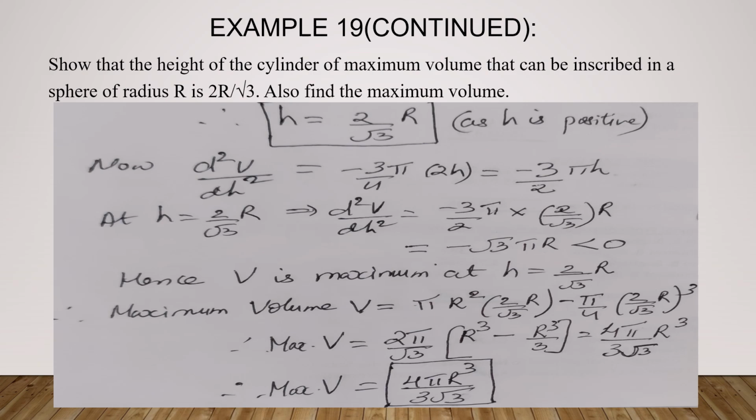Now at h is equal to 2 upon root 3 R, we use the second derivative test. The second derivative is minus 3 upon 4 pi into 2h. So obviously at h is equal to 2 upon root 3 R, it is less than 0, correct? Because h is positive, minus 3 by 2 pi into h is less than 0. So we get the maximum value at h is equal to 2 upon root 3 R. To find the maximum volume, put the value of h as 2 upon root 3 R in v and simplify it. You get the maximum volume as 4 pi R cube upon 3 root 3.